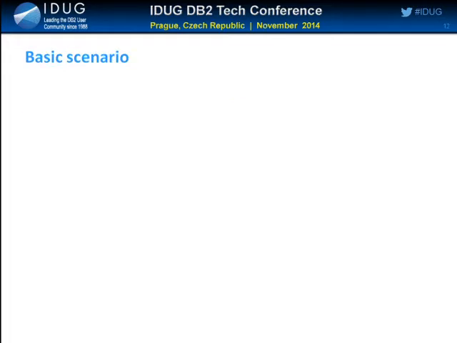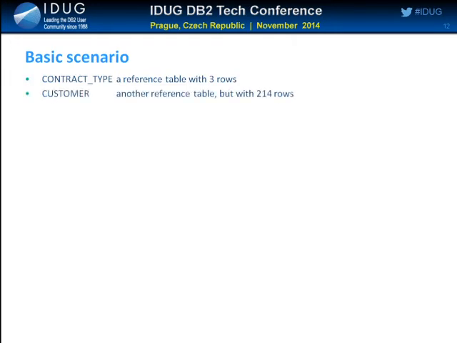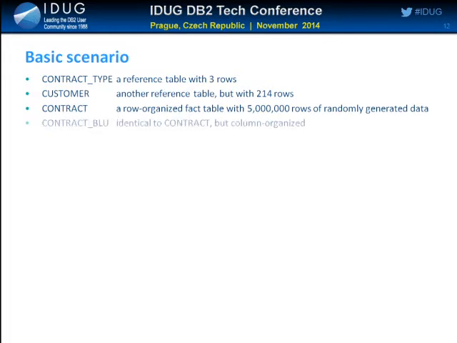So I've set up a test on our R&D environment. I just defined a simple set of tables. You've got a couple of dimension tables there, not much data in those. I built a fact table in the middle and generated 5 million rows of random data. And then I built the contract_blue that we saw the create table statement for before.